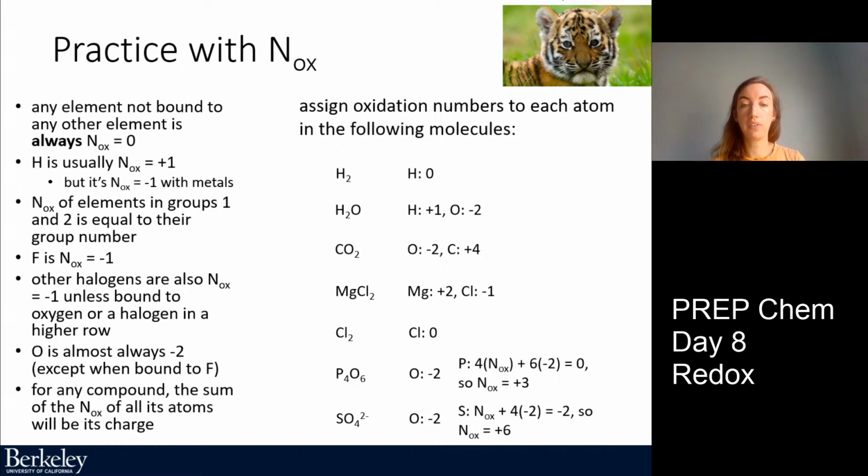So I have 4 phosphorus atoms, so 4 times the oxidation number of phosphorus, and I have 6 oxygen atoms, so 6 times the oxidation number of oxygen needs to sum to 0 because 0 is the charge of the overall compound. So I'm just going to solve the algebraic equation: 4 times n plus 6 times -2 equals 0. And if I solve that, I'm going to get n equals +3 for phosphorus.